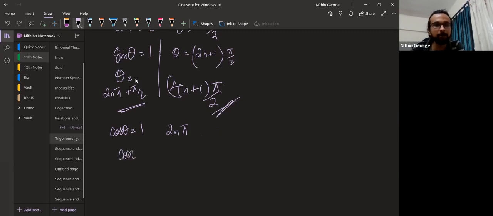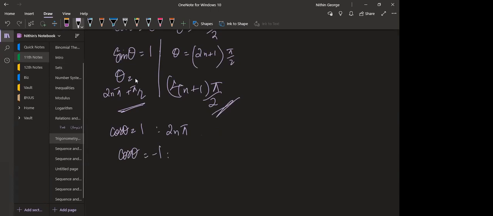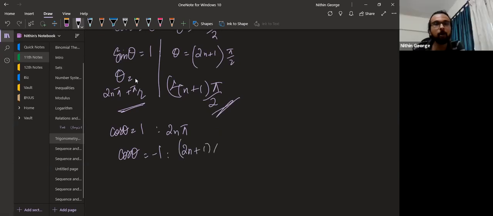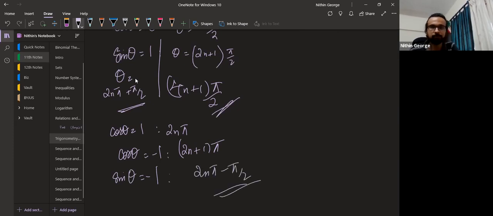So what about cos theta equal to minus 1? What do you get? 2n plus 1 pi. Yeah, it should be an odd multiple of pi. Cos theta equal to minus 1 is an odd multiple of pi. If I get sine theta equal to minus 1, 2n pi minus pi by 2 will do. We'll get 4n minus 1 pi by 2. Is this clear? This much?